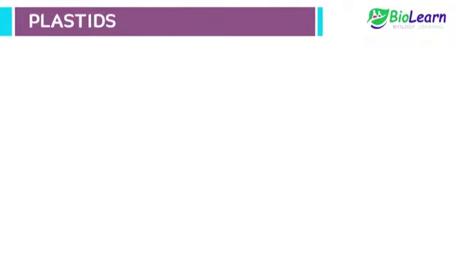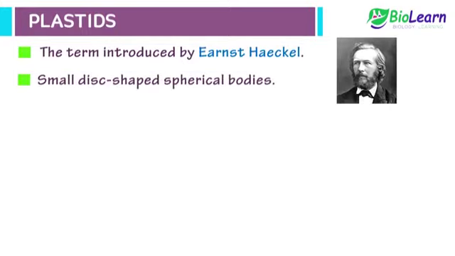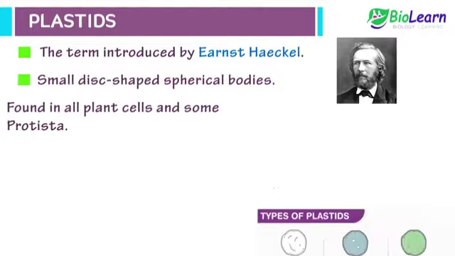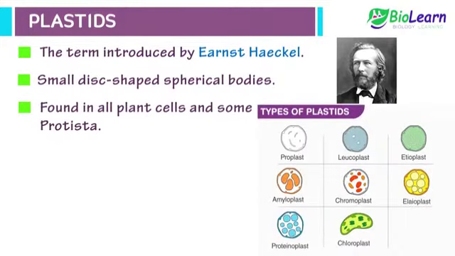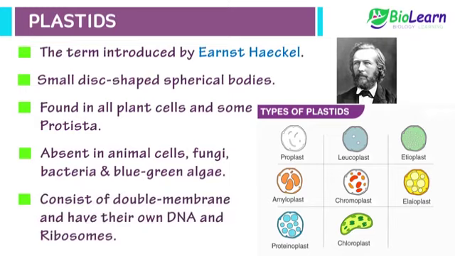The next group of prominent organelles are present only in plant cells. They are plastids. The term plastid was introduced by Ernest Haeckel. They are small disc-shaped or spherical bodies found scattered in all plant cells and in some protista. They are absent in animal cells, fungi, bacteria, and blue-green algae. Plastids are double-walled and have their own DNA and ribosomes. Depending on their color, plastids are of three types.